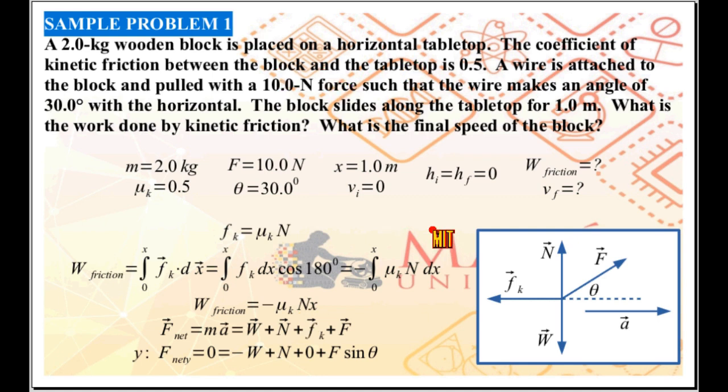So the block is placed on a horizontal tabletop. So let this point be the wooden block. It has mass, therefore it has weight vertically downwards. The surface is horizontal, therefore it will produce a vertical normal force N. Let the motion be heading in the positive x direction. Friction will oppose that. So friction, kinetic friction Fk is heading in the negative x direction.